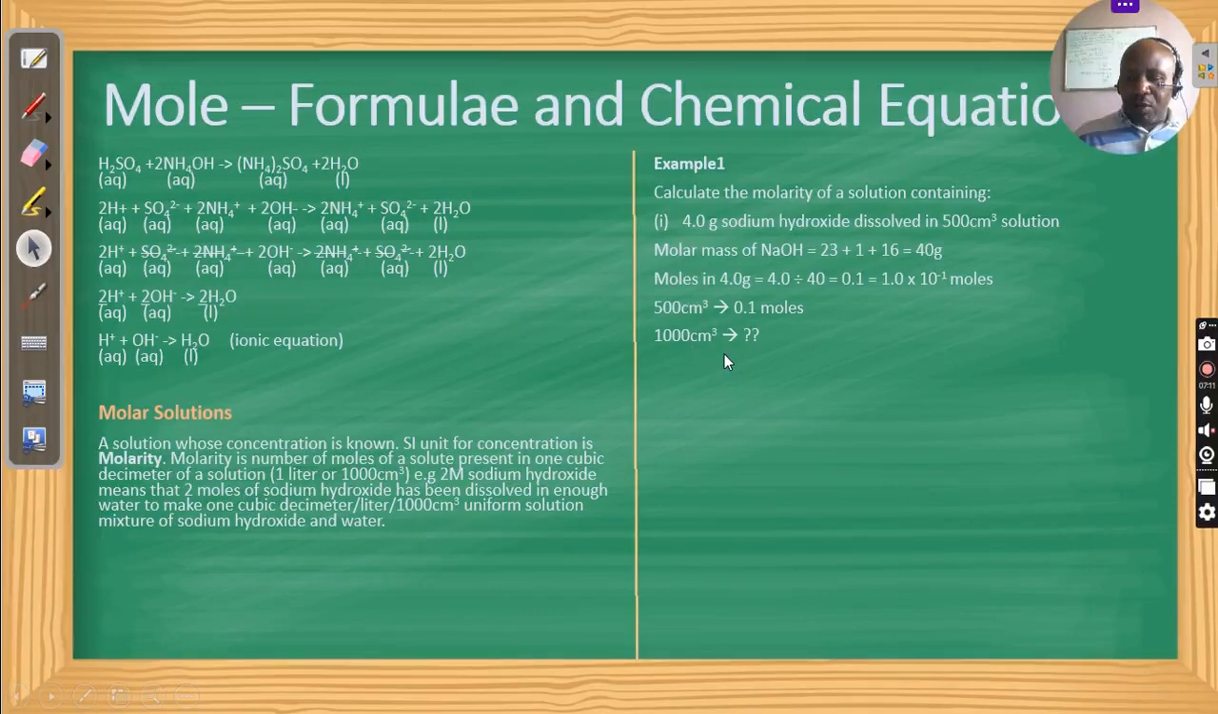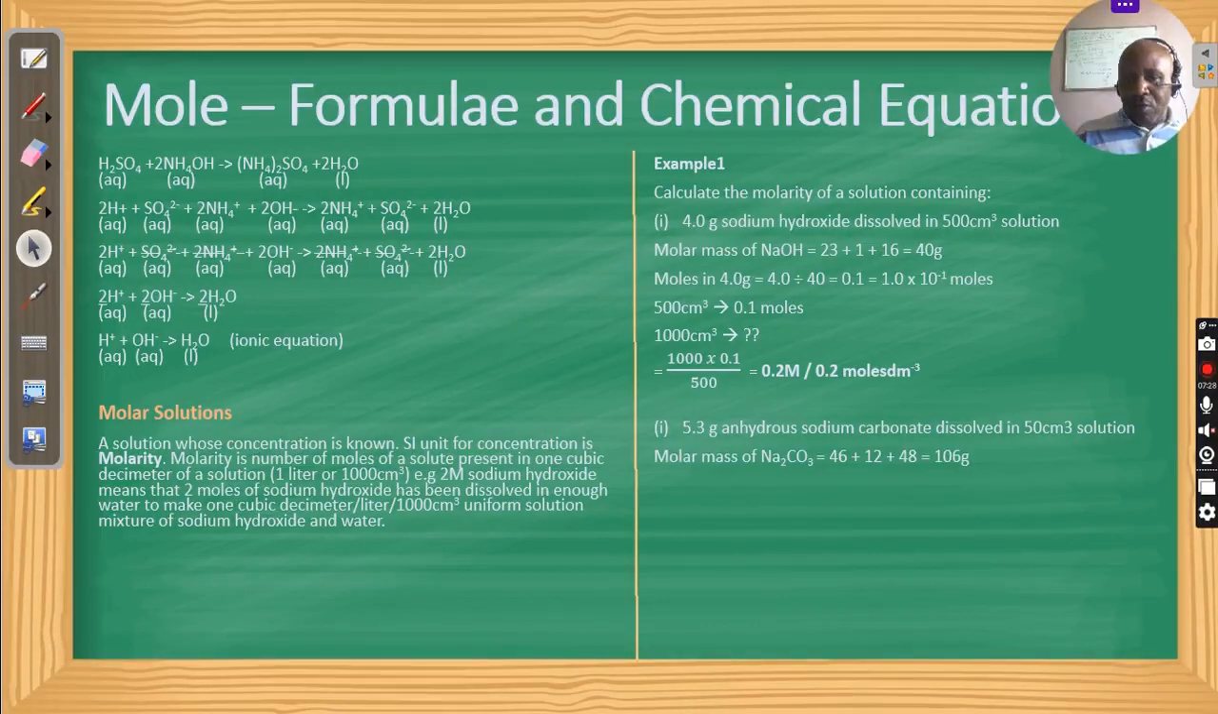What about 1000 cm³? You do your cross multiplication and you find that the molarity is 0.2 molar. The other question is 5.3 grams anhydrous sodium carbonate dissolved in 50 cm³ of the solution. It's the same thing. So you take the molar mass, which is 106 grams.